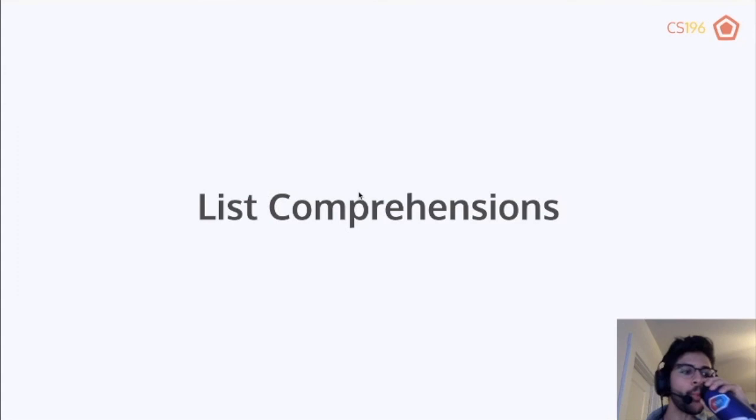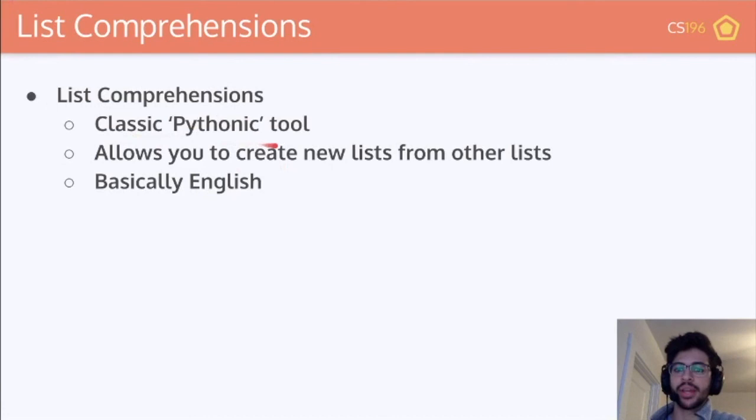So here's a concept called list comprehensions. This is one way of being Pythonic in your own code. List comprehensions are a classic Pythonic tool. It allows you to create new lists from other lists, and it is basically reading like English.